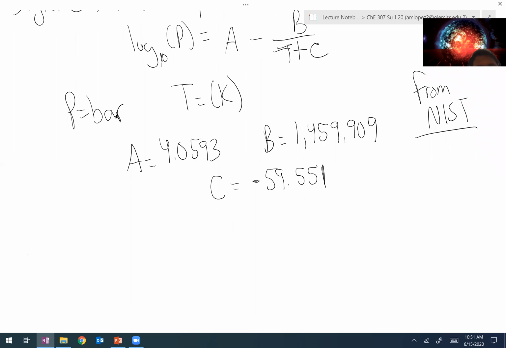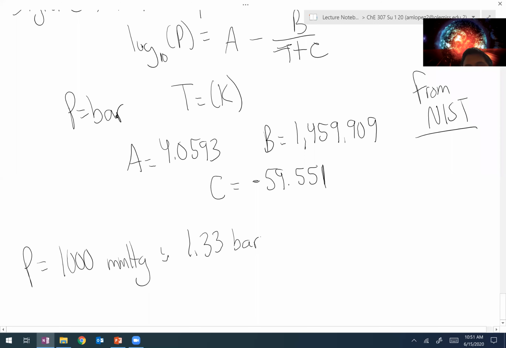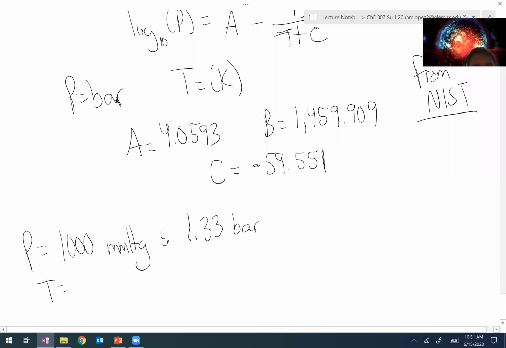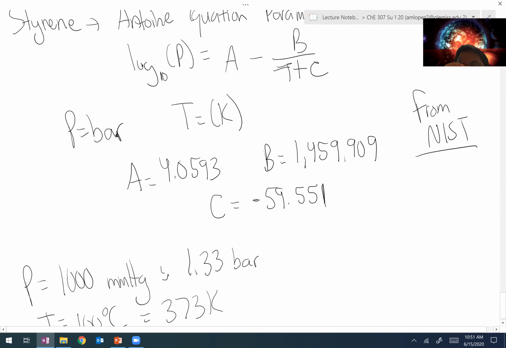Well, if my pressure right now is 1,000 millimeters of mercury, that should correlate with bar. And so with that, I get about 1.33 bar. And my temperature was 100 degrees Celsius, which is 373 Kelvin. Right?